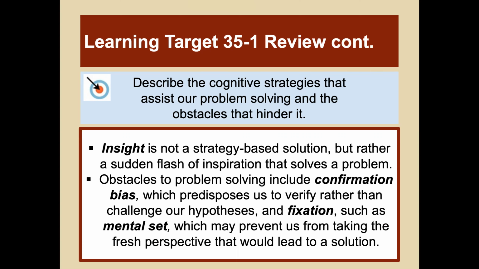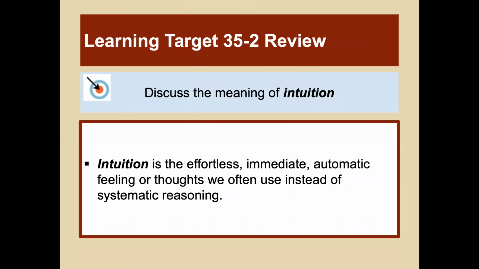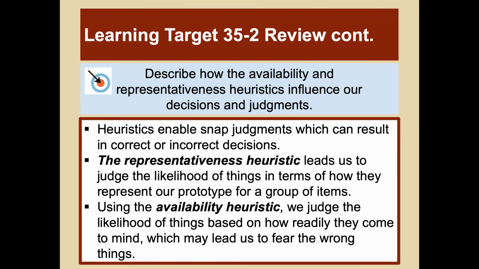Obstacles to our problem solving include confirmation bias, which predisposes us to verify rather than challenge our hypothesis. Fixation, such as mental set, prevents us from taking the fresh perspective that could lead to a solution. Intuition is the effortless, immediate, automatic feeling or thoughts we often use instead of systematic reasoning. It can be positive, often is very positive, but can be negative. Heuristics enable snap judgments, which can result in correct or incorrect decisions.